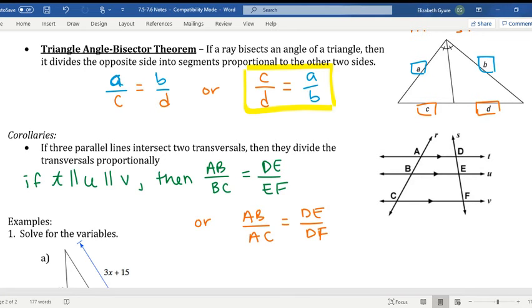Okay. Any questions about how that works? We're good. We just have 3 examples and then we're done. Ready? Okay.